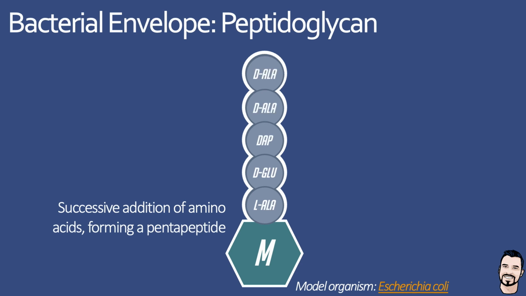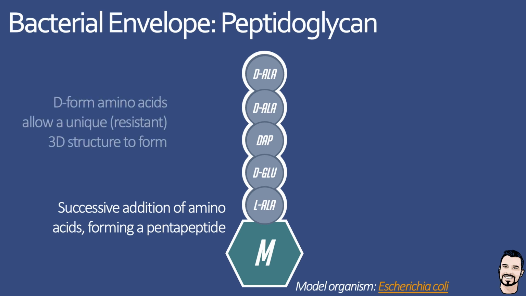Now, the amino acids which form this pentapeptide are L-alanine, D-glutamic acid, diaminopimelic acid, D-alanine, and another D-alanine residue for good measure. Now, what makes these amino acids somewhat unique is the presence of D-form amino acids. L forms usually find their way into proteins in nature. However, these D forms give a unique structure and make it more resistant to degradation by host enzymes.